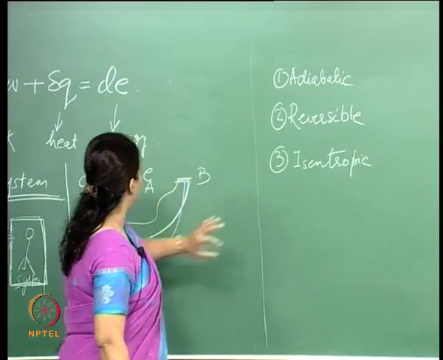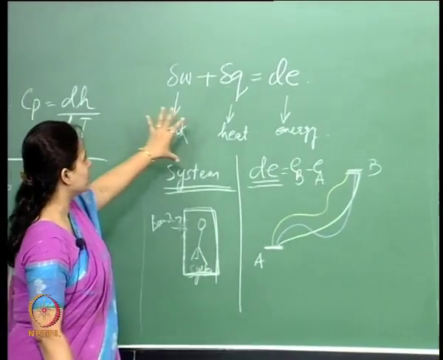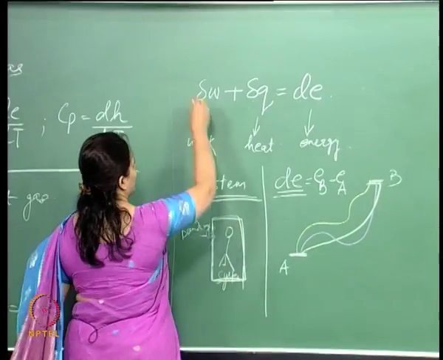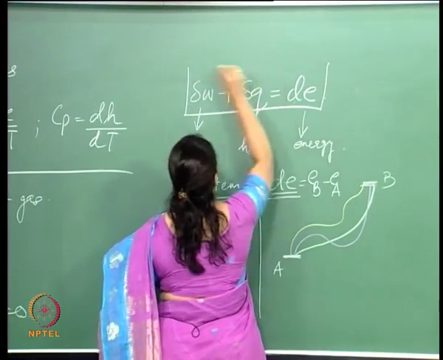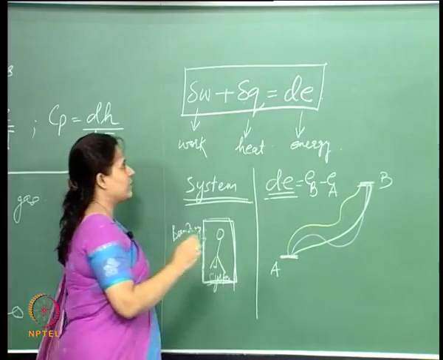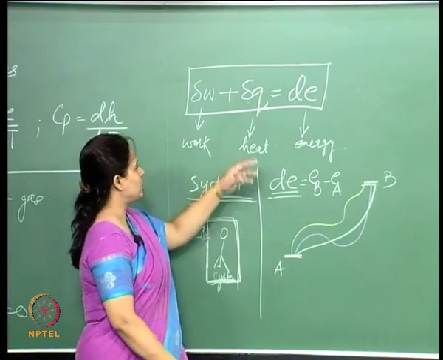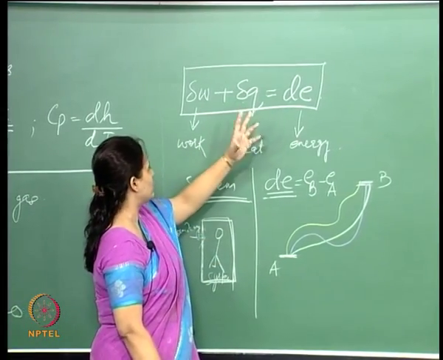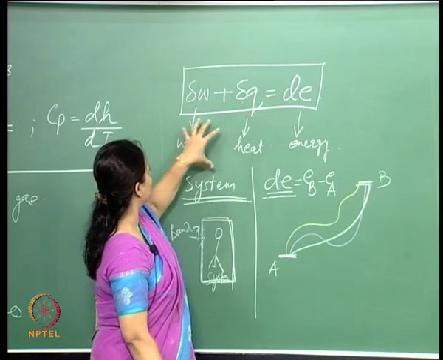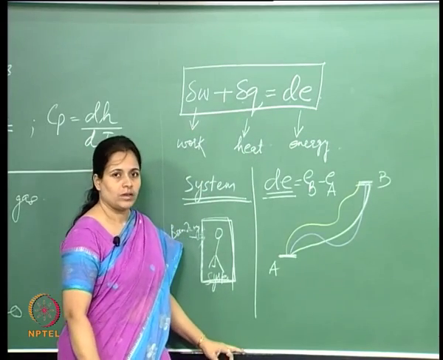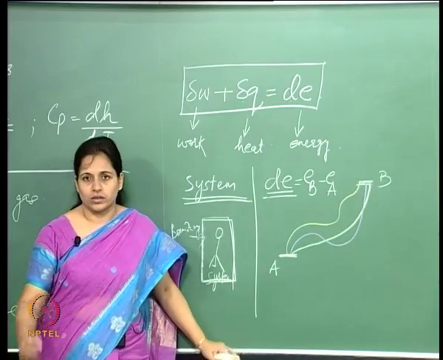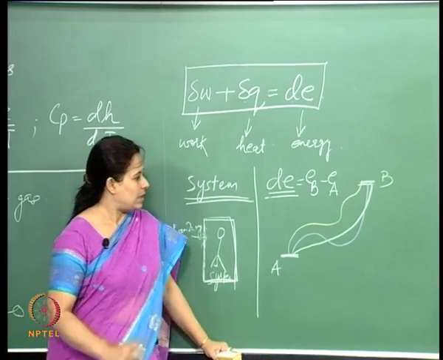Now, let us go back one more time over here. This is the first law of thermodynamics, which says that for a given system, the energy change is equal to the heat supplied plus the work done, right. Now, let me give you two scenarios.